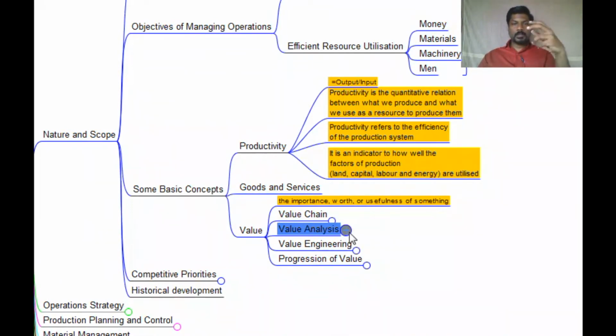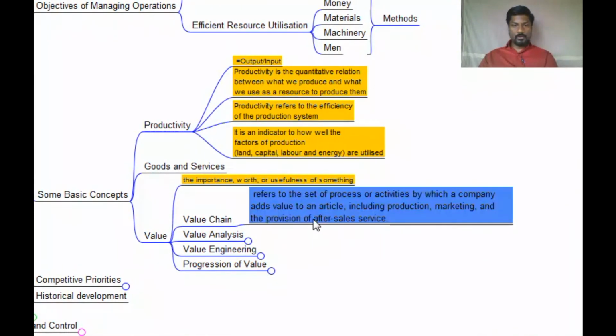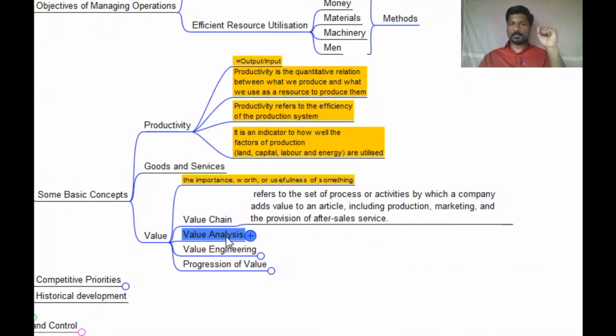There is a concept called value chain in operations management. So what is a value chain? The entire set of activities that a business house undertakes in order to add value to something, to a resource. So that includes everything. The entire set of activities that adds the worth to a resource is the value chain of that particular product or service.